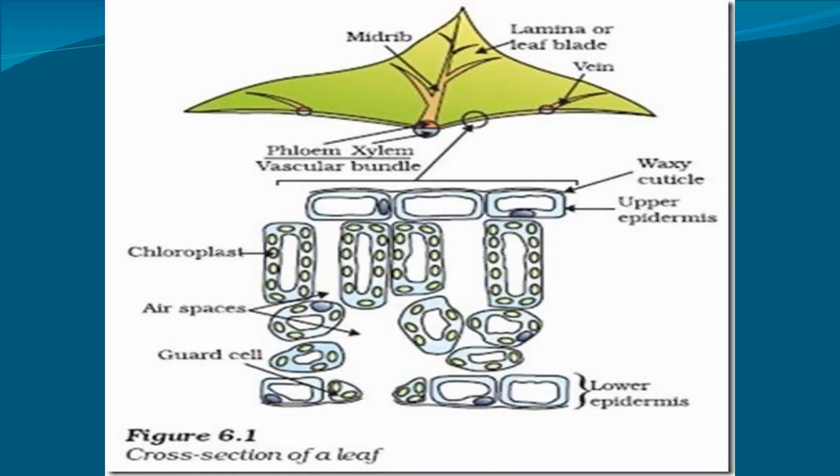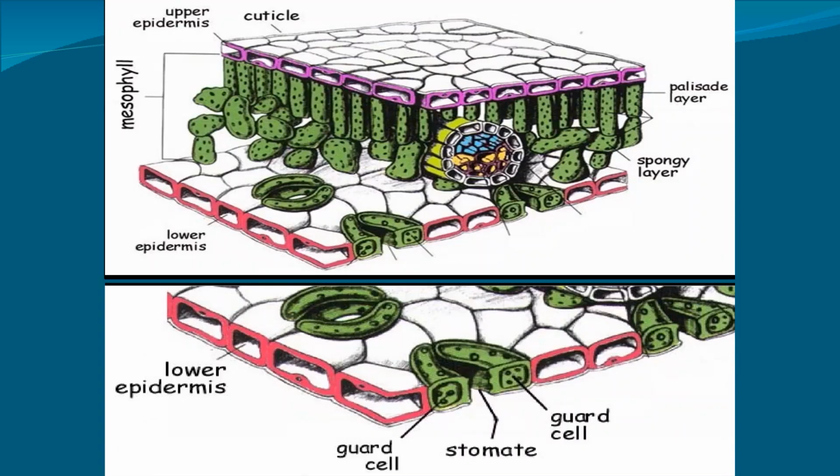In the next slide, you can see the cross section of a leaf. As you can see, the central main vein is called the midrib, the flat surface is represented by a lamina or leaf blade, and there is a network of veins. If we see this diagram in detail, we can see that the upper layer or the upper epidermis is covered with a cuticle. Cuticle is a waxy layer which helps to prevent transpiration. And in the subsequent layer, we see mesophyll, which comprises the palisade layer and spongy layer.